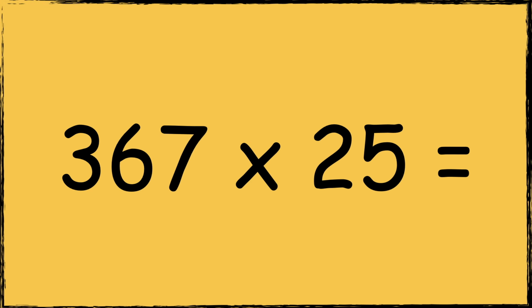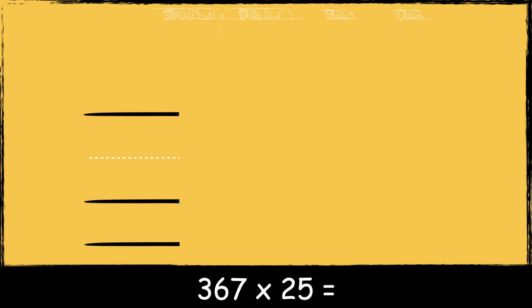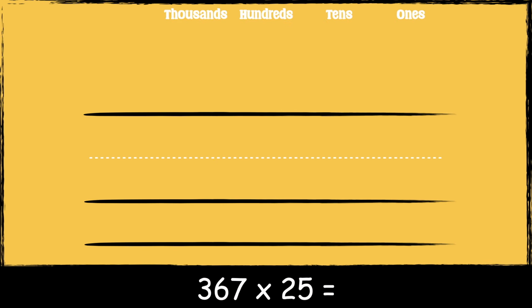Let's have a look at the next calculation. 367 multiplied by 25. First, we need to line the numbers up accurately. The number 367 has 7 ones, 6 tens and 3 hundreds. And the number 25 has 5 ones and 2 tens. Now that we're set up, we're ready to multiply.